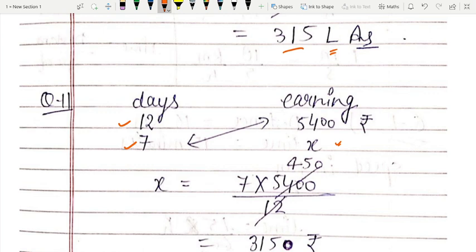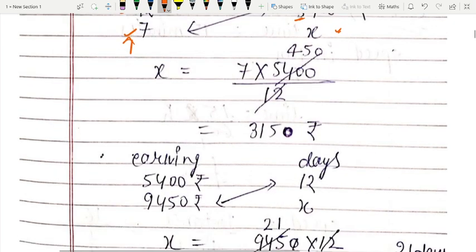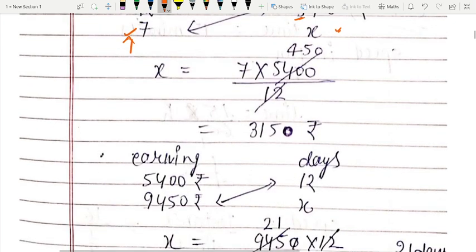So we can write it down by cross multiplying, and we will write down days at the left. So x is equal to 7 multiplied by 5,400 upon 12. So 12 fours are 48 and 12 fives are 60, and this will give you 3,150 rupees.